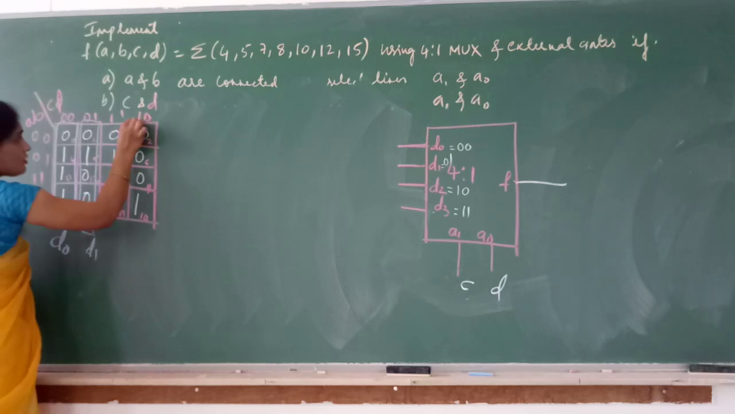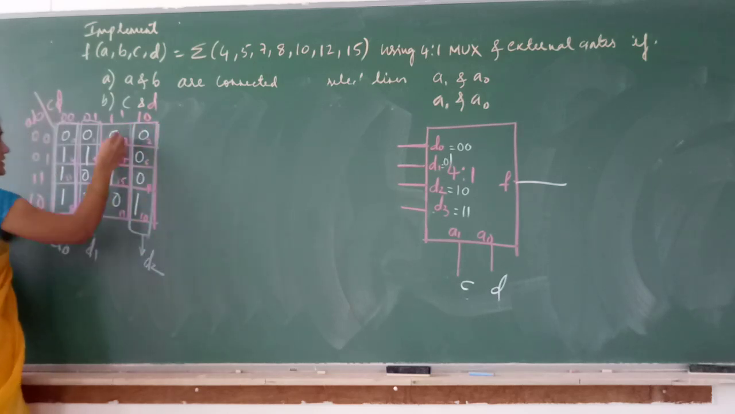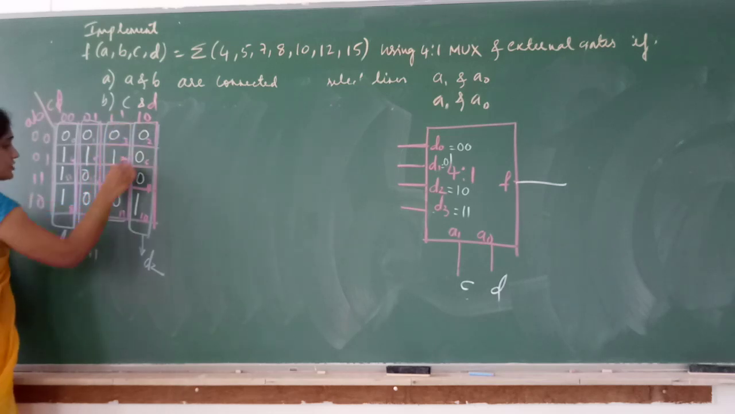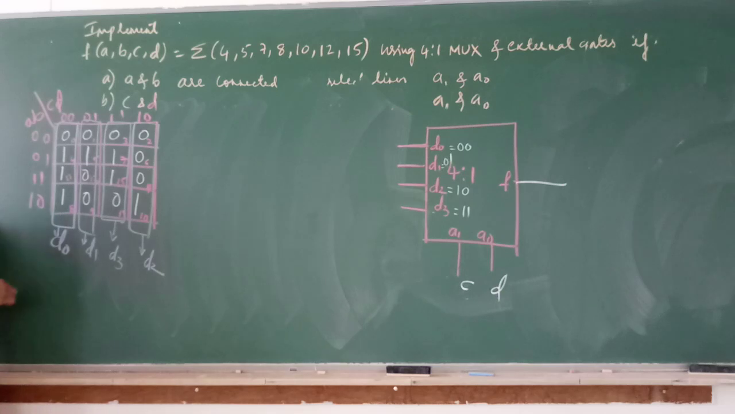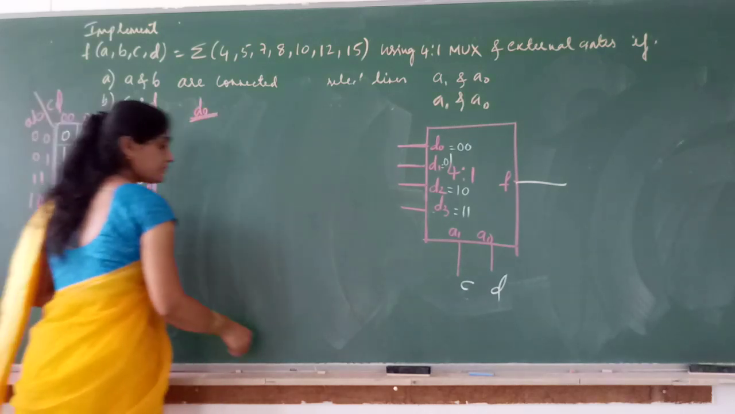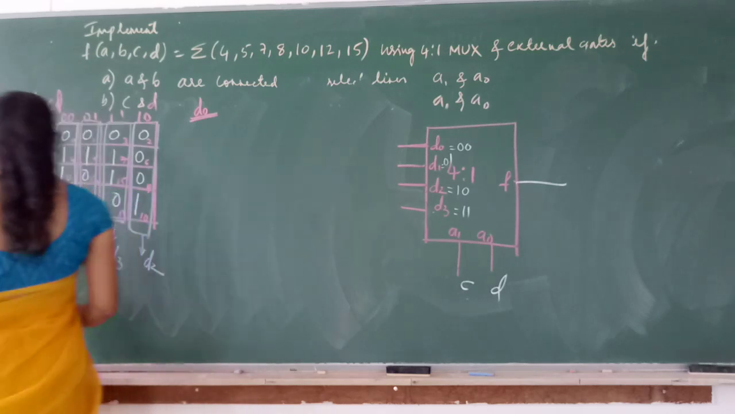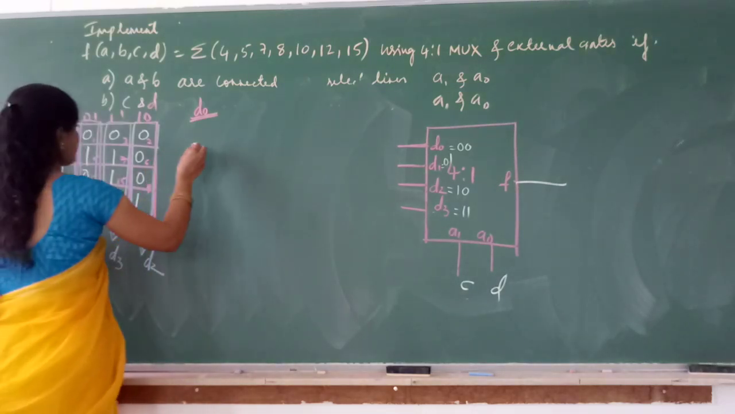CD is 1, 0 for these 4. So this will be D2. And CD is 1, 1 for these 4. So this will be D3. So D0, D1, D2, D3. Now D0, let us write separately. So for D0, let us simplify. Write the K-map separately.